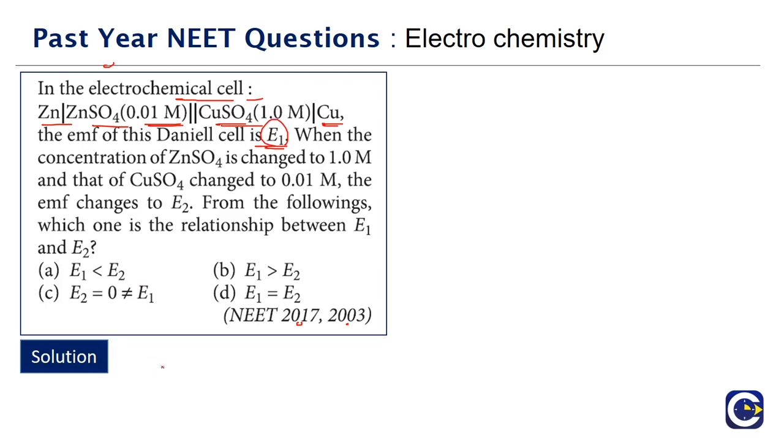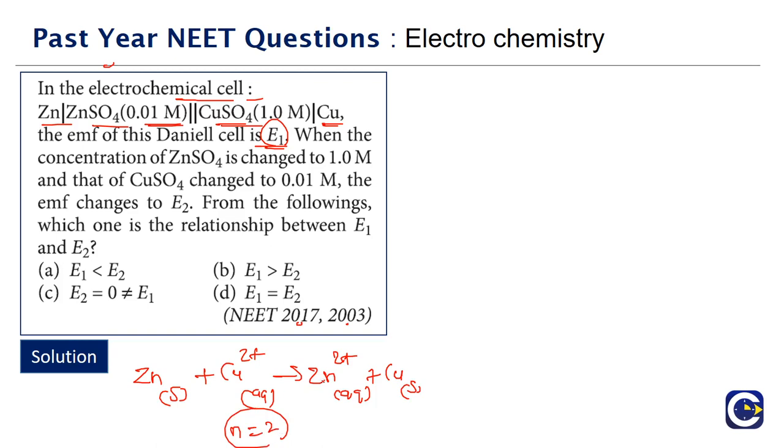The zinc will act as an anode and copper will act as a cathode. So what is the overall cell reaction? Zinc solid plus the copper ions in solution will give rise to zinc 2 plus in solution plus copper solid. This is the Daniell cell reaction, and the number of electrons exchanged will be what? 2. In the Daniell cell, the number of electrons exchanged will be 2.